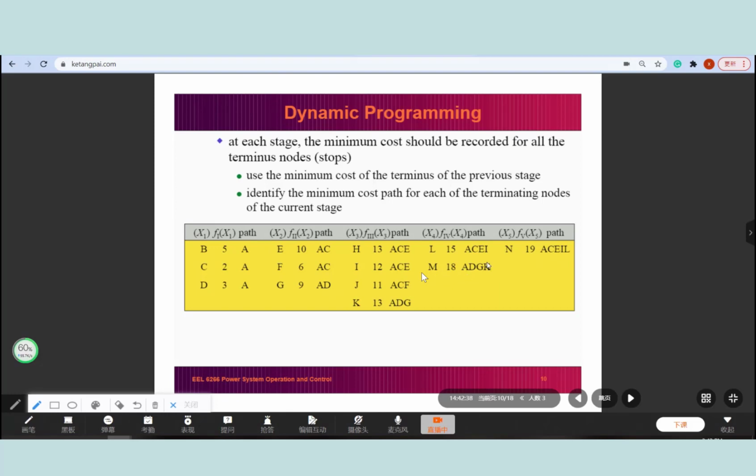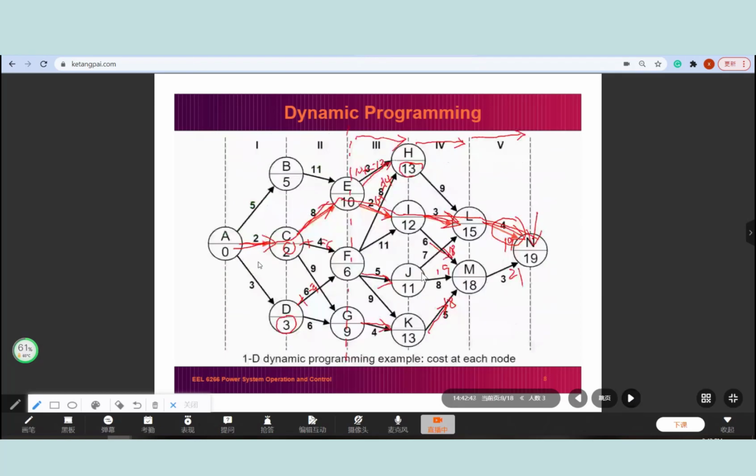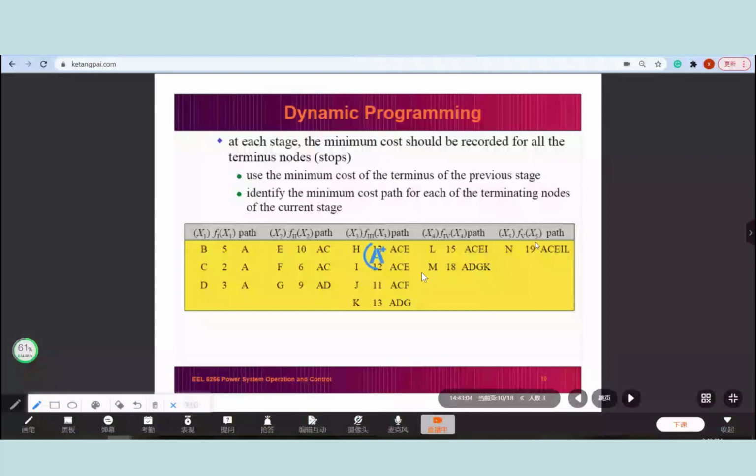Actually, for 18, there are two paths, ADGK. You see, because you can travel from K to M and also from I to M. So ADGKM, or you can travel like this, ACEIM. These two paths have the same cost. Last, you arrive at the point N. You will get the best cost, which is 19. The best path is ACEILN.